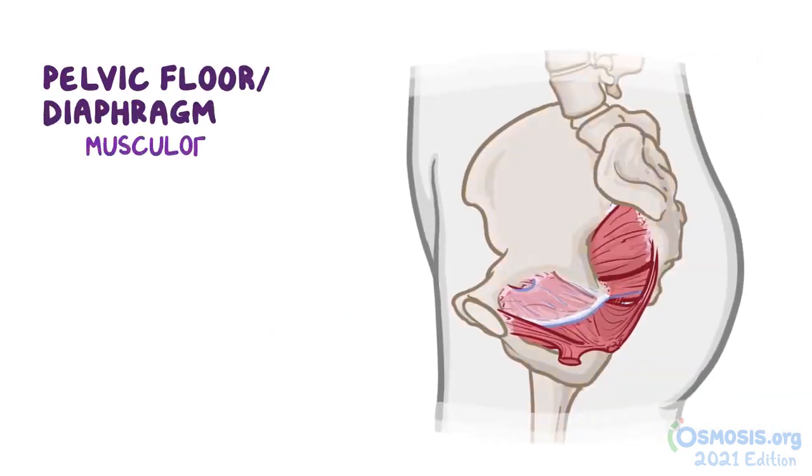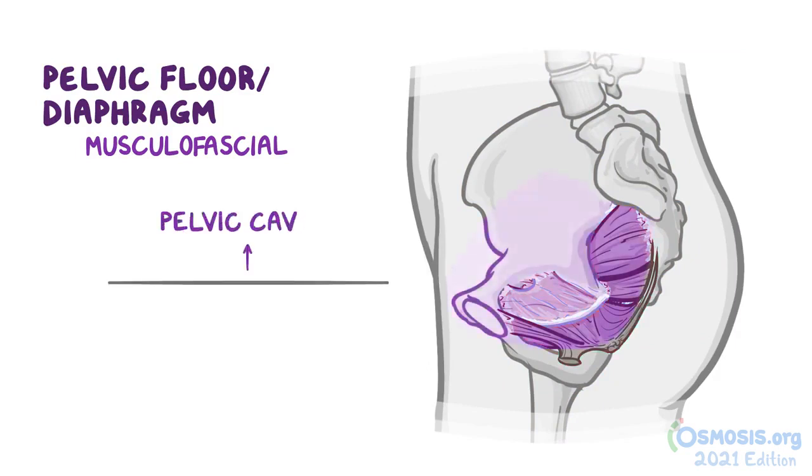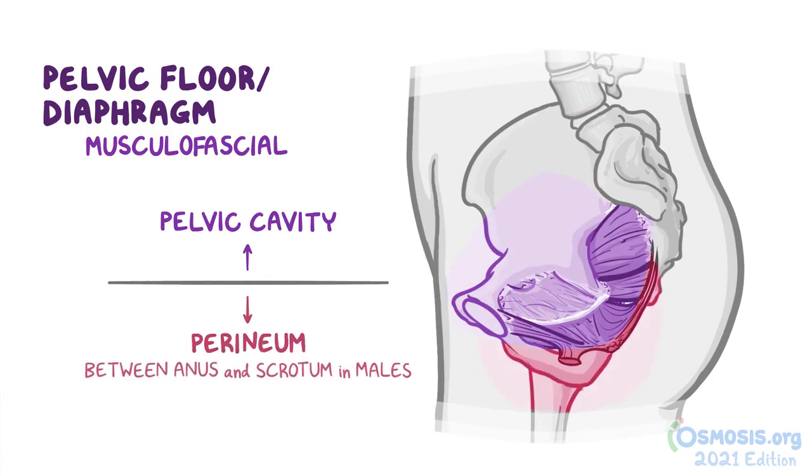The pelvic floor, or pelvic diaphragm, is musculofascial, meaning that it is composed of a group of muscles and the fascia covering them, called the fascia of the pelvic floor. The pelvic floor separates the pelvic cavity superiorly from the perineum inferiorly, which is the space between the anus and the scrotum in males and between the anus and the vulva in females.